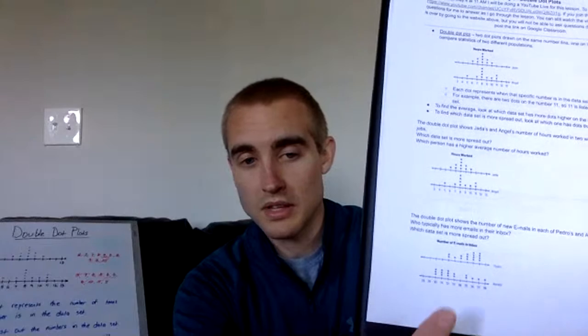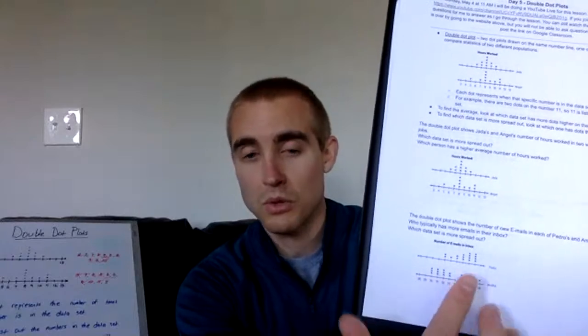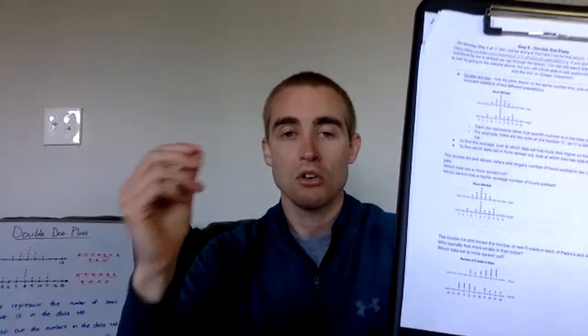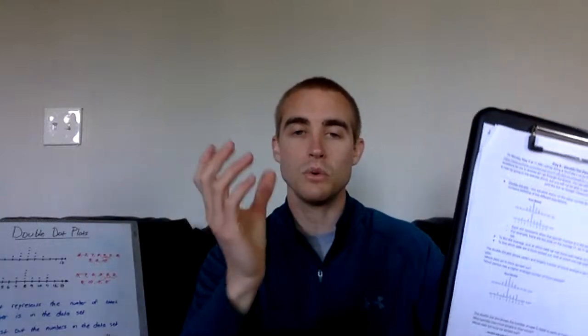If it asked us to find the average for this one, what we would do is list out all of these numbers, and then do the same thing that we just did: cross off the highest and the lowest till we got to a middle number or a middle 2 numbers, and we would find the median for that. Okay, so that is double dot plots. Like I said, I didn't think it was going to be that bad, and hopefully it's not.